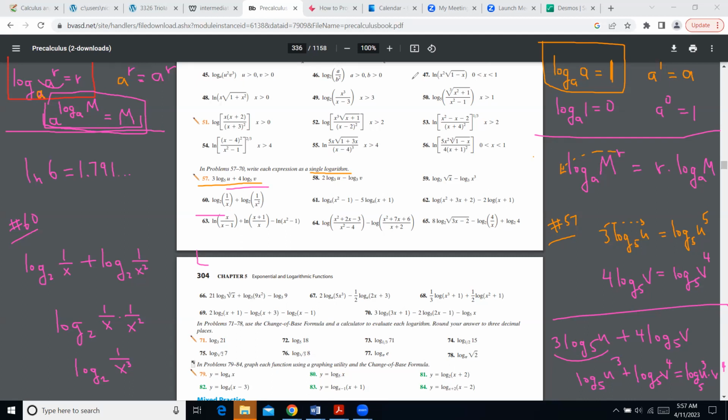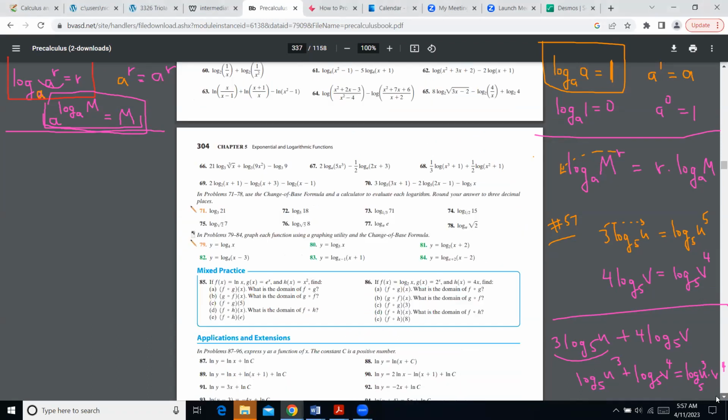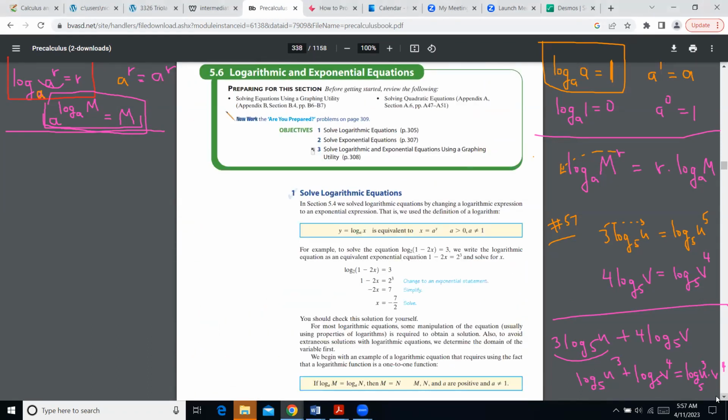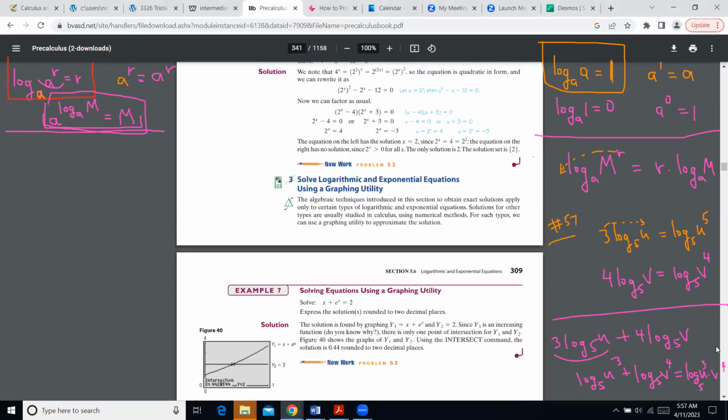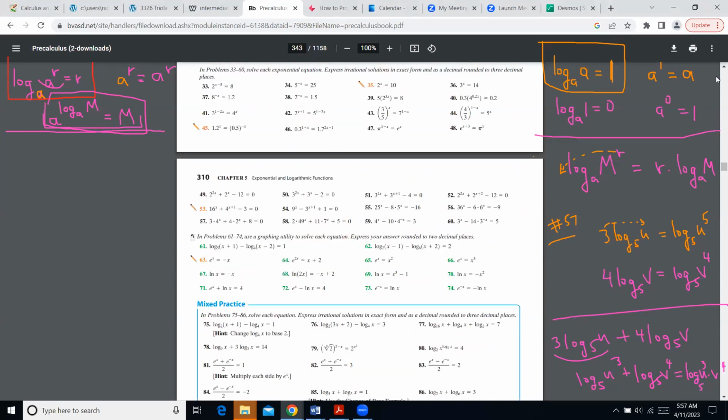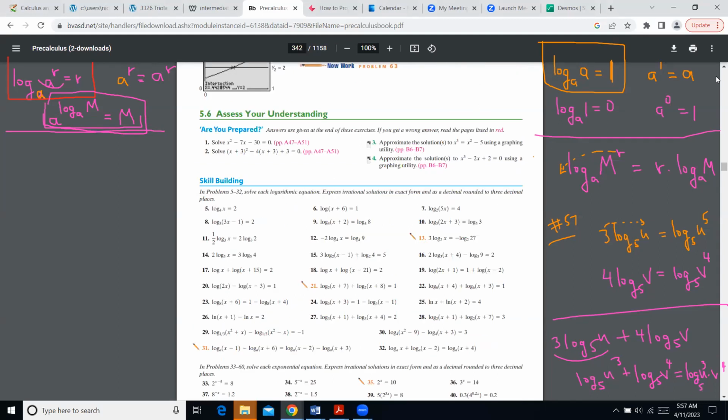Let's see, well, these manipulations are leading us nowhere. I agree, but they are preparing you for the next section. I just want to take a little look at the next section that actually shows where this is all being utilized. And this is all being utilized in solving equations.